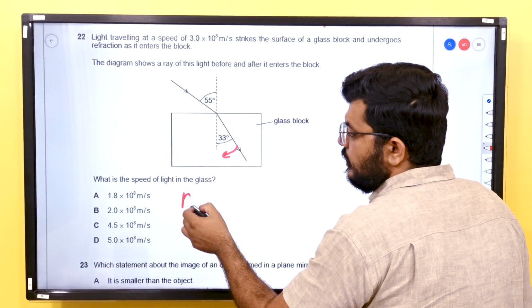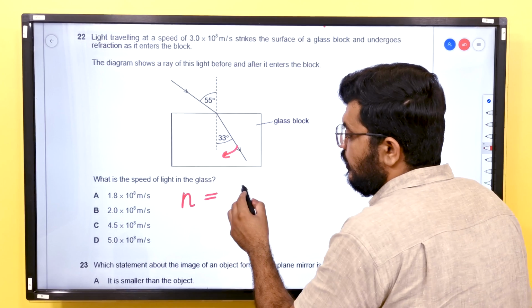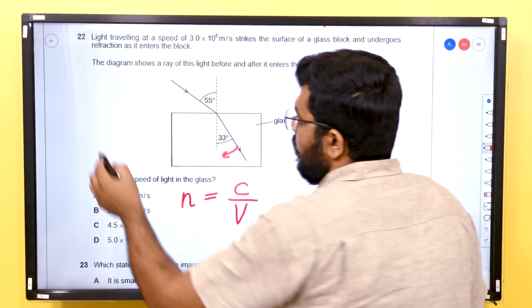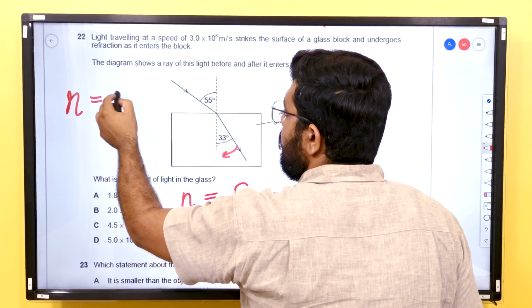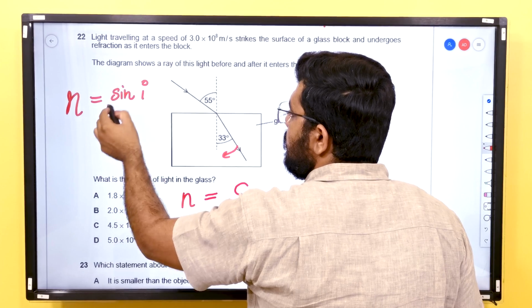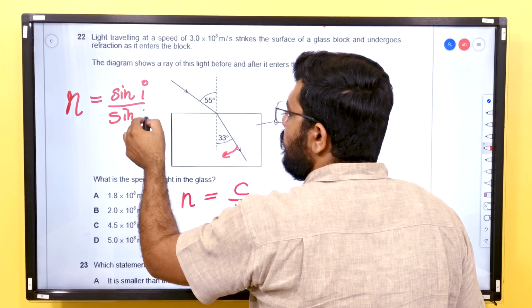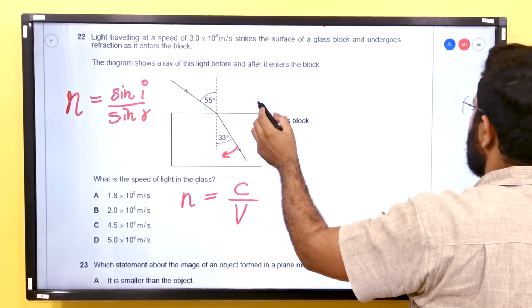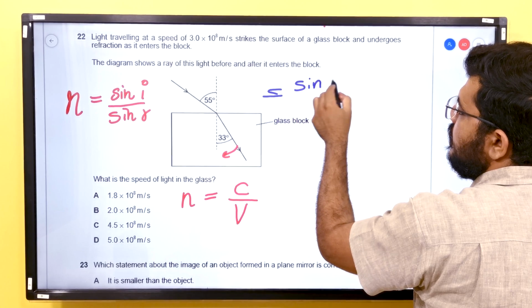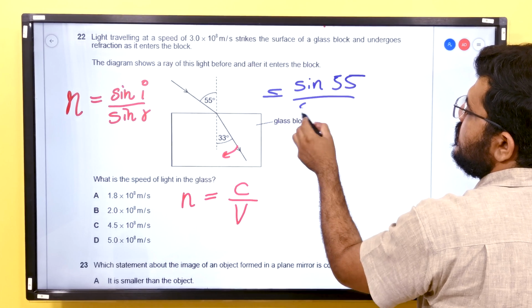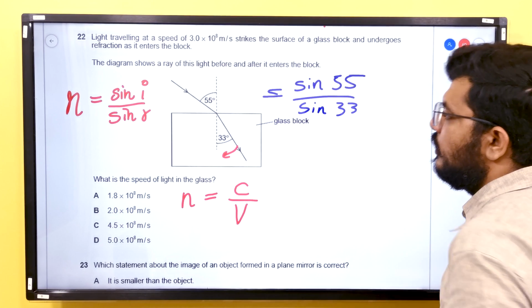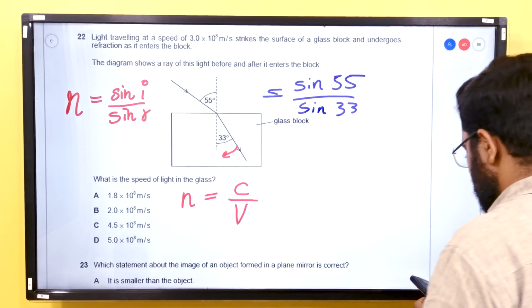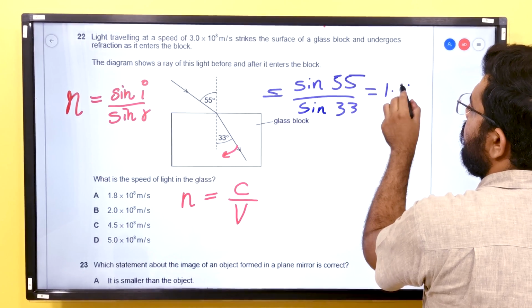Now we know that refractive index is the speed of light in vacuum divided by the speed of light in this medium. Refractive index is also equal to the sine of the angle of incidence divided by the sine of the angle of refraction. Correct? So I will write this is equal to sine 55 upon sine 33. Let's quickly find out. We have sine 55 divided by sine 33. This comes down to nearly 1.5.